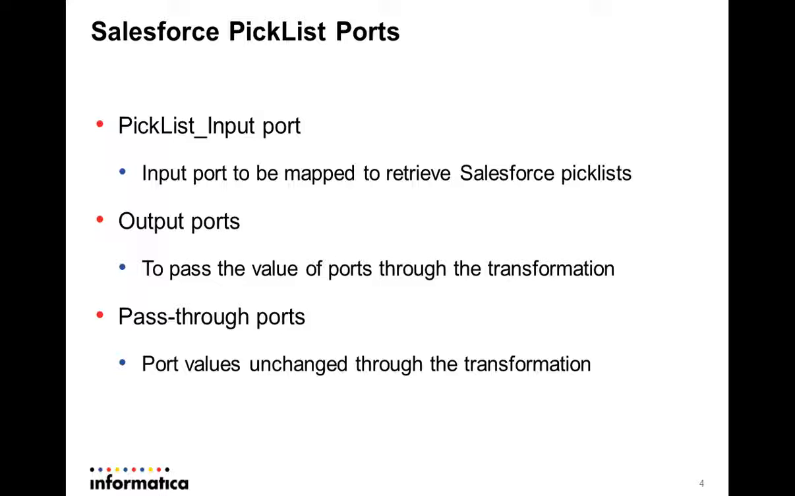Hence, a default input port is created so that it can be connected to an upstream transformation to complete the mapping pipeline. This field is called the PickList_input port. Other than the PickList input port and the output ports which would get the required PickList values, we can also create what are called pass-through ports so that fields from the upstream transformation can be transferred to the downstream transformation without any changes.